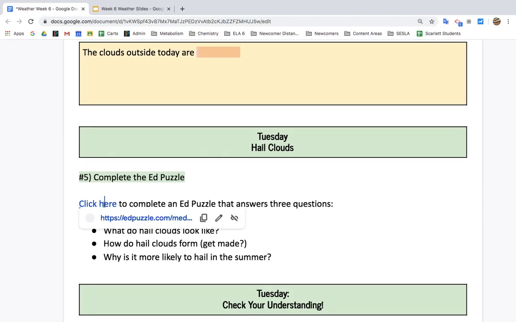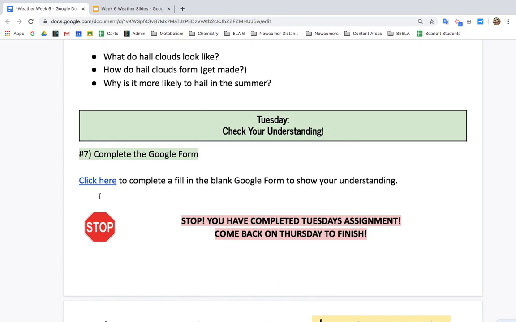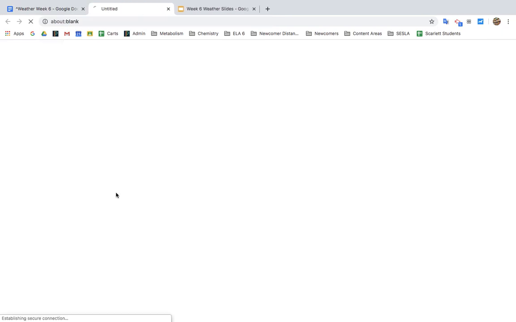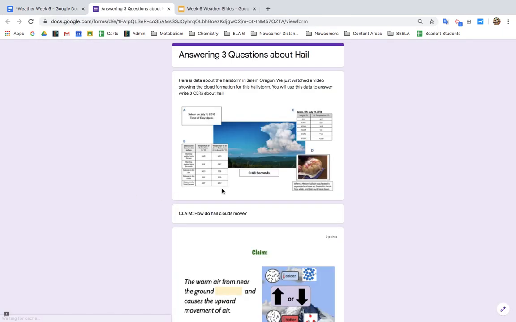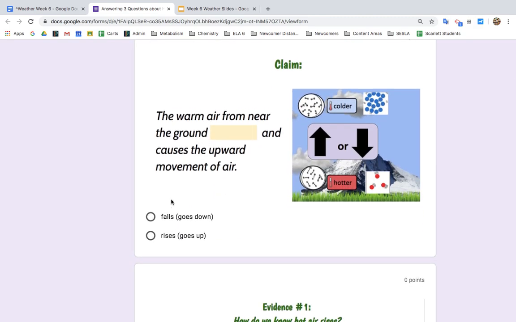Next, you're going to complete a 3-minute Edpuzzle. The last thing you have to do today is check your understanding. When you open the Google form, it looks like it's really long because we've added a lot of pictures to help you. Don't stress out. Most of it is multiple choice, and it should be able to be finished in about 5 minutes. Have fun!